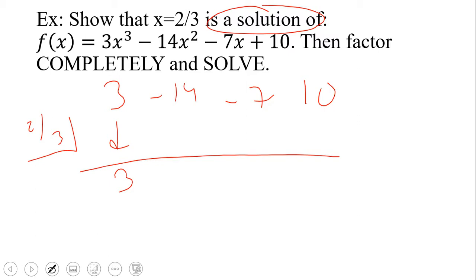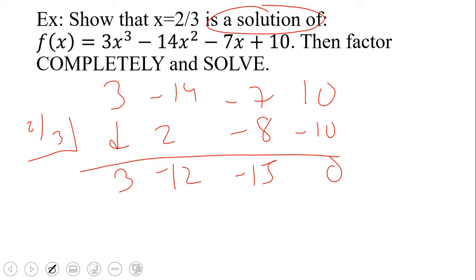3 times 2/3 is a 2. Adds to be negative 12. 2/3 times negative 12 is negative 24/3, also known as negative 8. Add the column to get negative 15. 2/3 times negative 15 is negative 30 over 3, which is negative 10. And look at that, I get that 0.